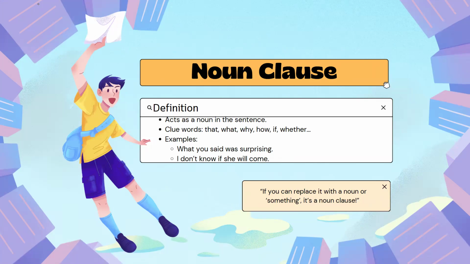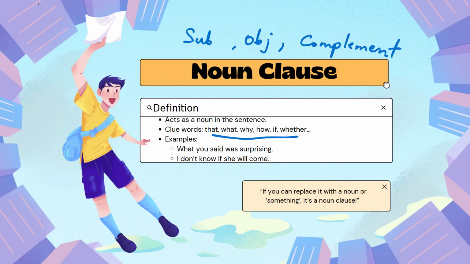A noun clause acts like a noun. That means it can be a subject, object, or a complement or object complement. You will often find noun clauses starting with words like what, that, who, how, if, whether, why. Let's look at this example.